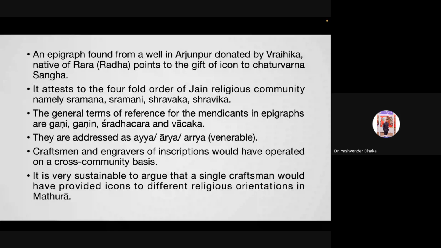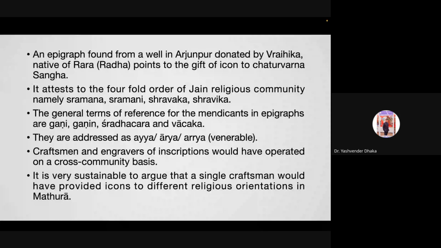The Jain terms in which the epigraphs are written are Gani, Ganin, Shraddhachar, and Vachak. The mendicants are addressed as Arya, venerable, but this term is not always written as in Sanskrit. Sometimes it is written as Aya, sometimes as Arya. So there is multiplicity, and the standard one word is not written. There can be differentiation in spoken terms, and it also problematizes the issue of engravers: how much they were educated, what they were writing, who was giving them the material to write on, who was the authority. That we will discuss in the second part.